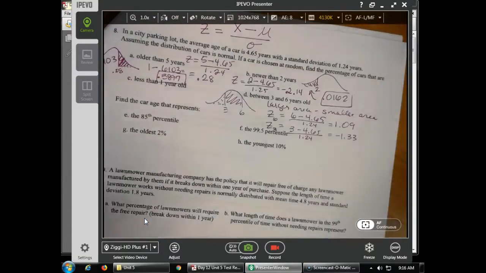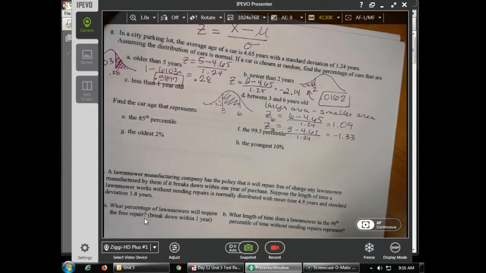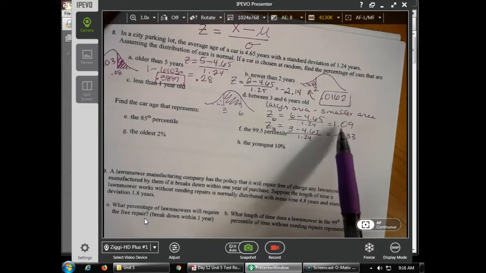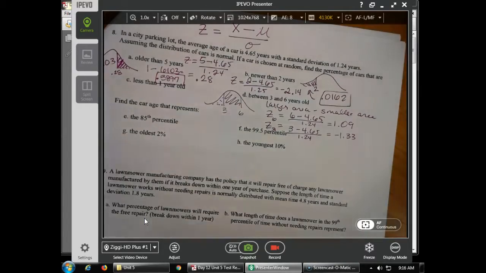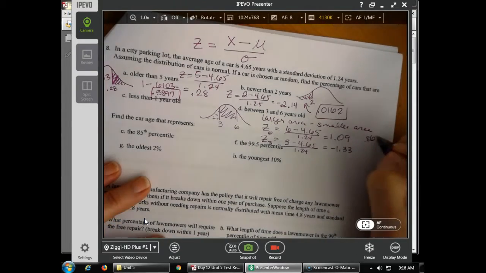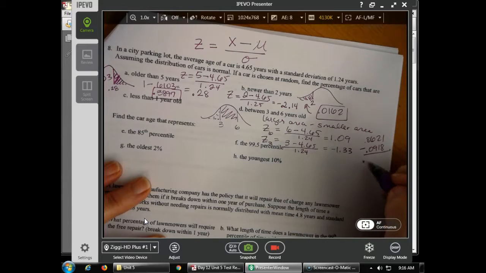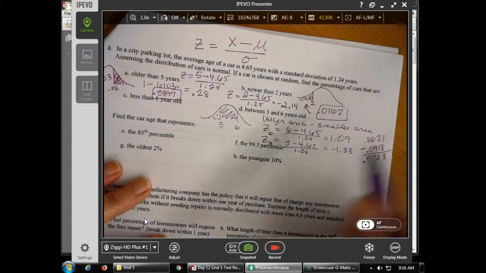And guys, before I move on, it's not that this one's positive and this one's negative. They happen to be, they could both be positive, they could both be negative to get an area between. You always just look them both up and take the larger area minus the smaller area. 1.09 is going to be what? 0.8621? Another one is 0.0918. 0.0918, and we subtract, and what do you get? 0.7703.